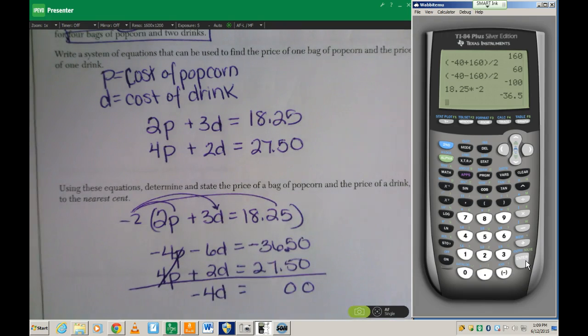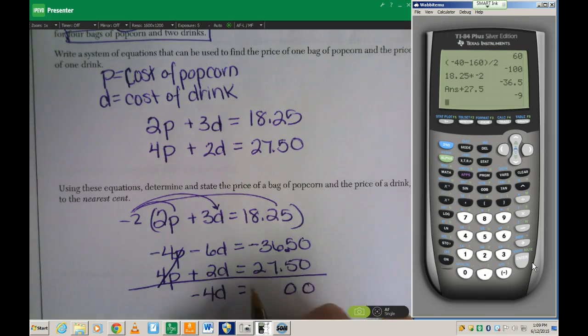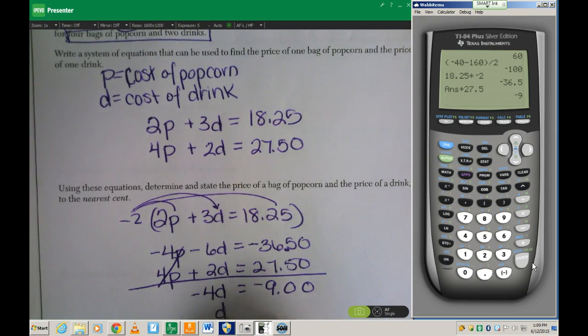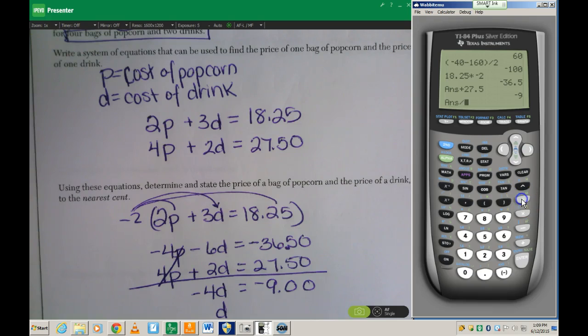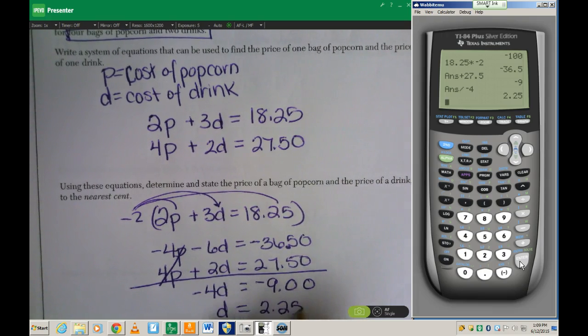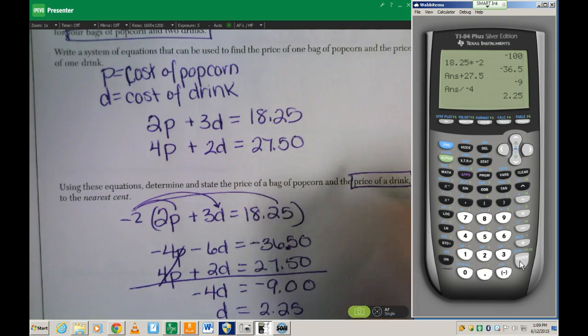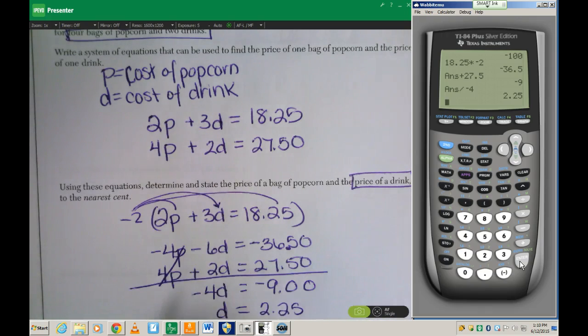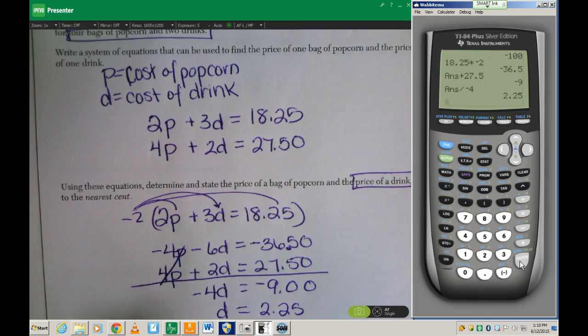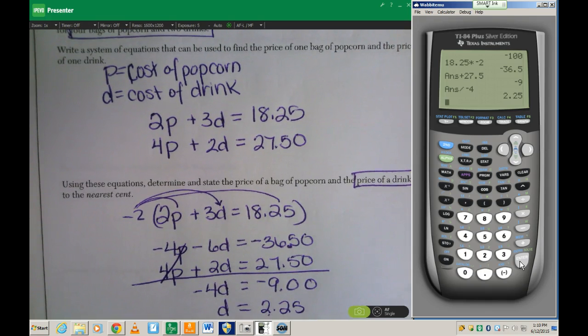well, you know what? Let's just do it in the calculator. -36.50 plus 27.50 is -$9. Okay, divide -9 by, excuse me, by -4. $2.25 for 1 drink. So that's what we want to know for the drink. We did that, but we still have to find our popcorn. So just pick any equation and substitute in $2.25 for the drinks.